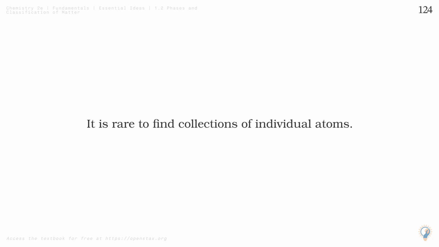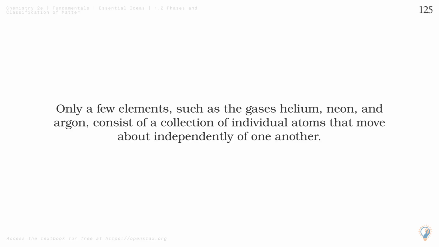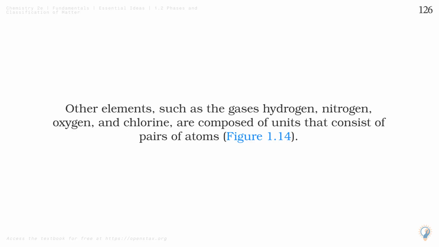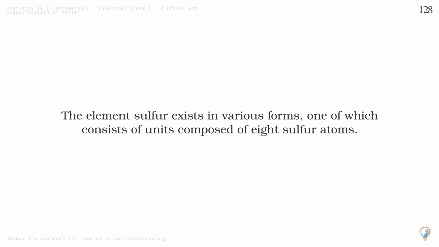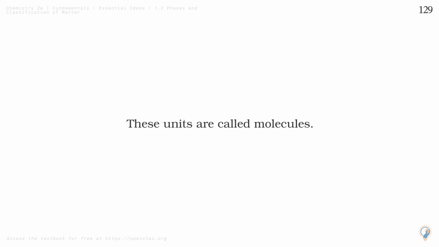It is rare to find collections of individual atoms. Only a few elements, such as the gases helium, neon, and argon, consist of a collection of individual atoms that move about independently of one another. Other elements, such as the gases hydrogen, nitrogen, oxygen, and chlorine, are composed of units that consist of pairs of atoms, Figure 1.14. One form of the element phosphorus consists of units composed of 4 phosphorus atoms. The element sulfur exists in various forms, one of which consists of units composed of 8 sulfur atoms. These units are called molecules.